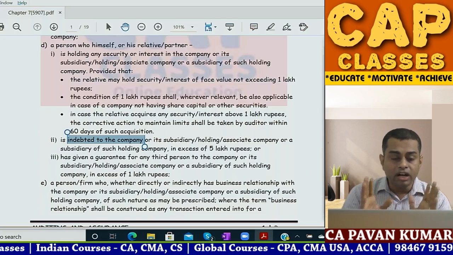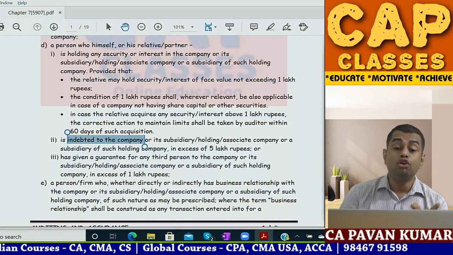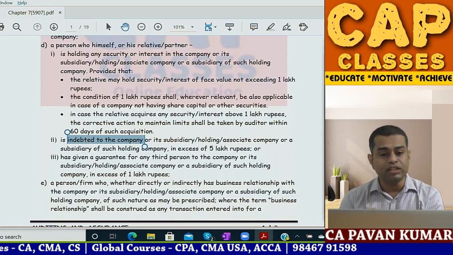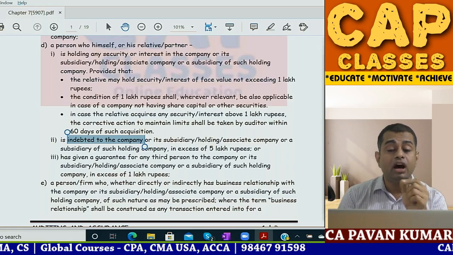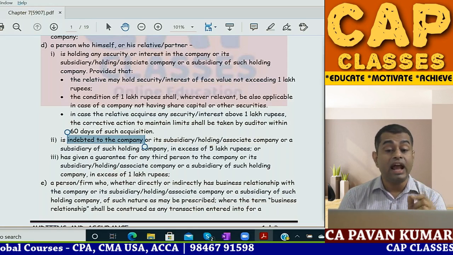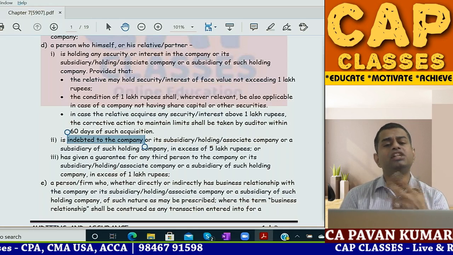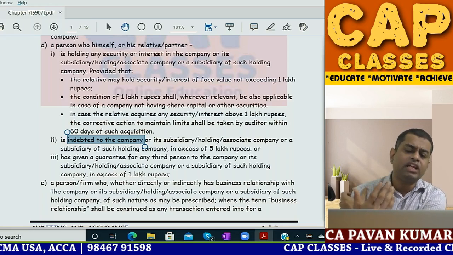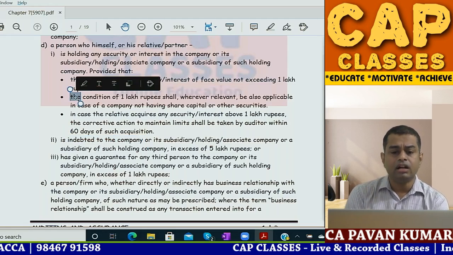So I am reading it out. Already I have explained. See this. A person who himself or his relative or partner is holding any security or interest in the company or its subsidiary, holding, associate or co-subsidiary, provided that relative may hold security or interest of face value not exceeding 1 lakh. The condition of 1 lakh shall, wherever relevant, be also applicable in case of a company not having share capital or other securities. You leave this. There are companies without share capital also. They are speaking about that. So this point doesn't make any big difference.